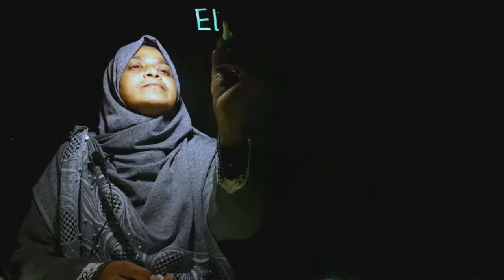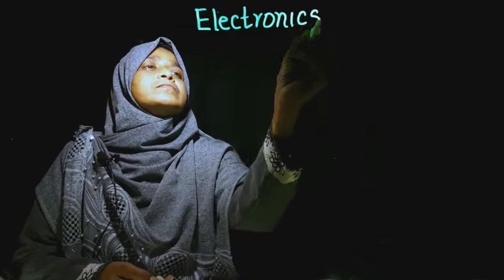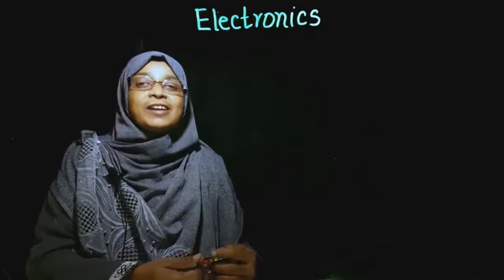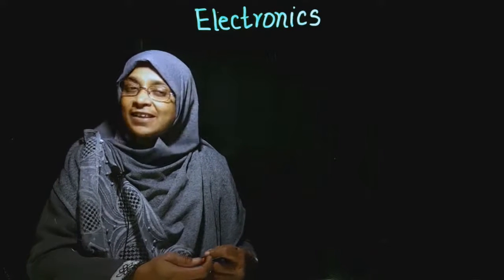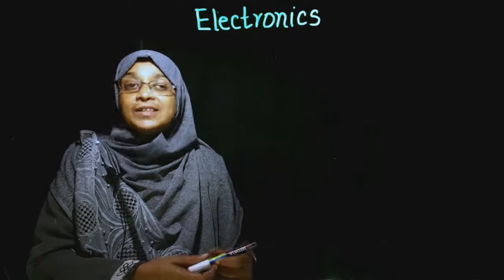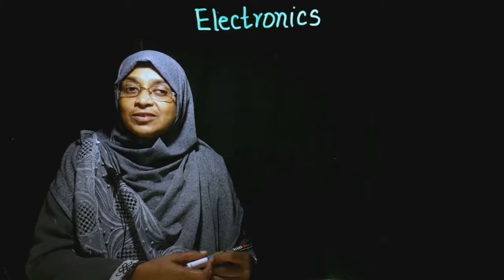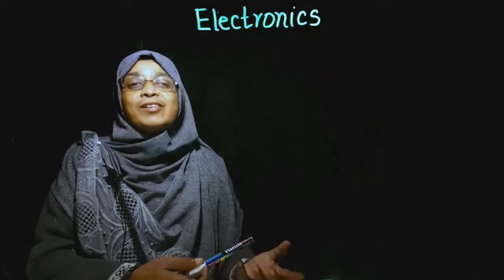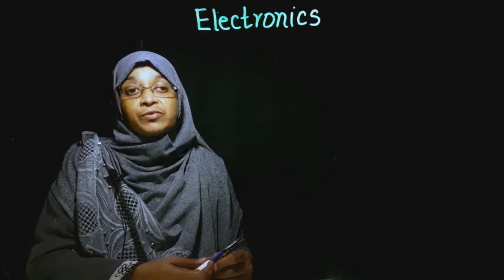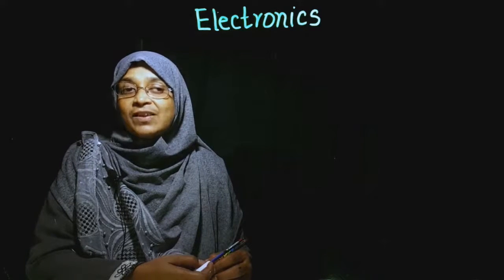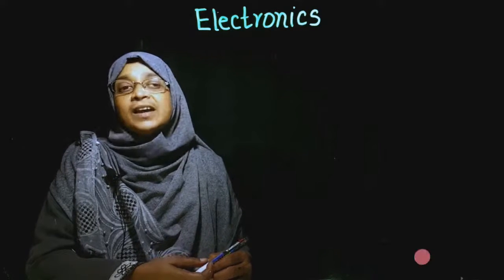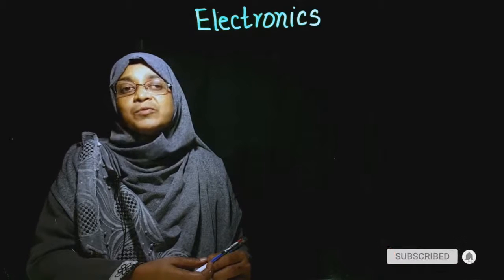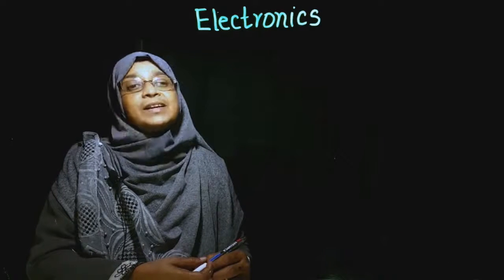Today we are going to discuss electronics. Electronics is the easiest lesson in grade 11. Electronics means controlling the movement of electrons according to our requirements. So, first of all, we want to understand what electricity is. Electricity means movement of electrons in a particular direction.